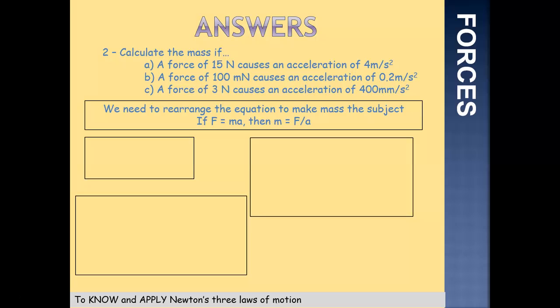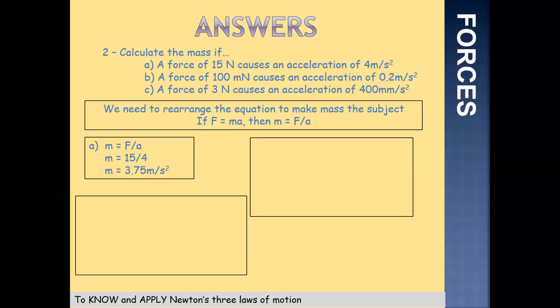So question 1, a force of 15 newtons causes an acceleration of 4 meters per second squared. In this case, mass is force divided by acceleration. So we've got 15 divided by 4. Just replace those in the equation simply. 15 divided by 4 is 3.75 kilograms. Again, make sure you get those right units.